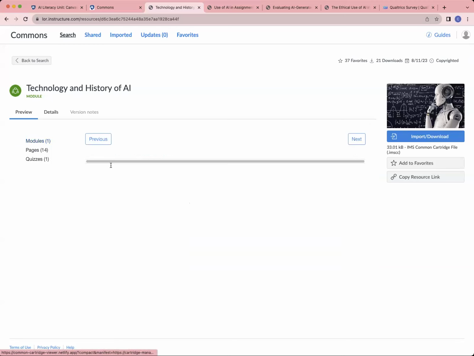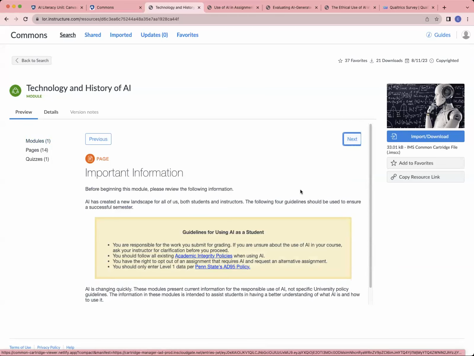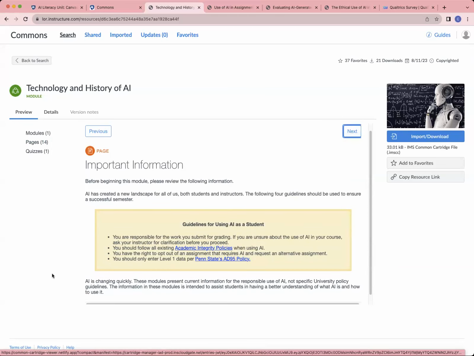I will say as a general sort of structure for these modules, and again, because they're designed to be used individually, if you would like, they all have this sort of common structure. One is instructions for using the unit. This is not to be published in Canvas, but it's for instructors that are incorporating this content. This is the first page that's directed towards students.